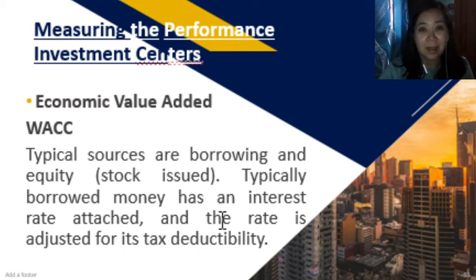The borrowed money, if the company borrows with bonds or other instruments, has an interest rate attached to it, and the rate is adjusted for its tax deductibility. Please take note that in solving for net profit, our interest expense from this borrowing is deducted. That's why we adjust for its tax deductibility in solving for the weighted average cost of capital, later to be used for determining the economic value added.